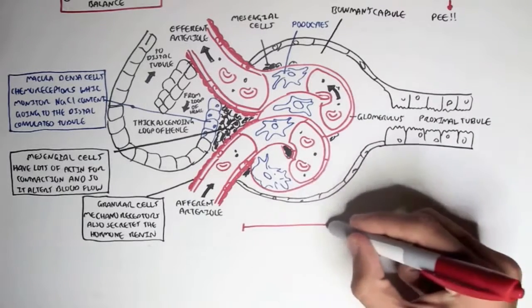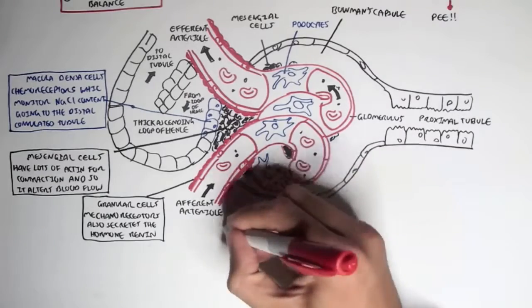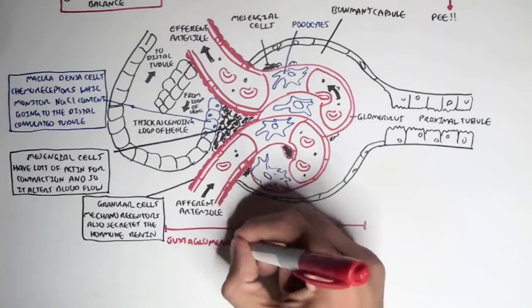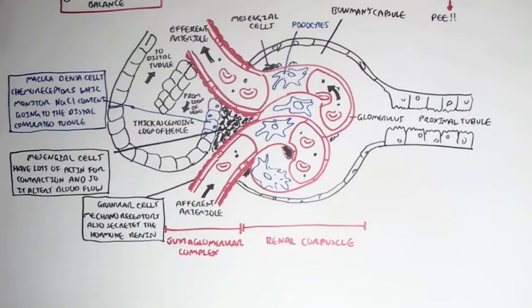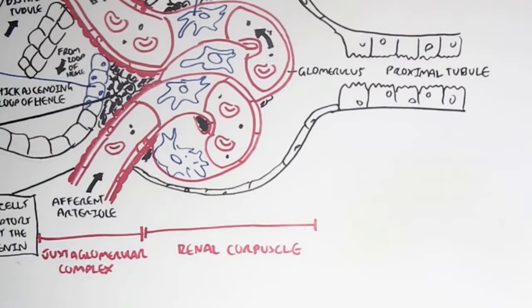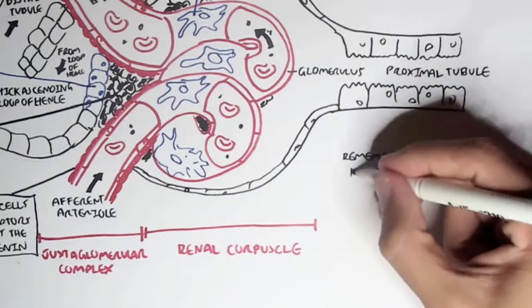So this section here, the Bowman's capsule and the glomerulus, is known as a renal corpuscle. They make up the renal corpuscle. And then on the outside, essentially, we have the juxtaglomerular complex, which comprises the granular cells, the mesangial cells, and the macula densa cells.